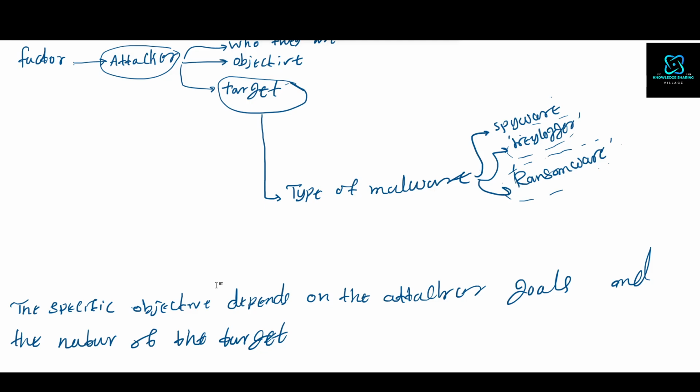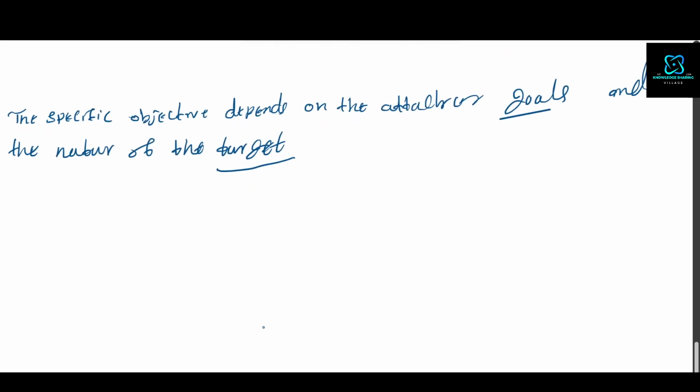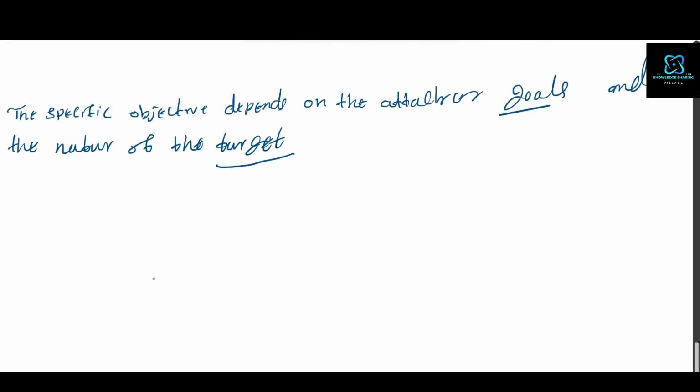depends on the attacker's goals and the nature of the target. The specific objective depends on the targets and the attacker's goal, for example, what will they achieve, and what is the target, the nature of the target. Here we can use a good analogy. I'm not good at drawing.